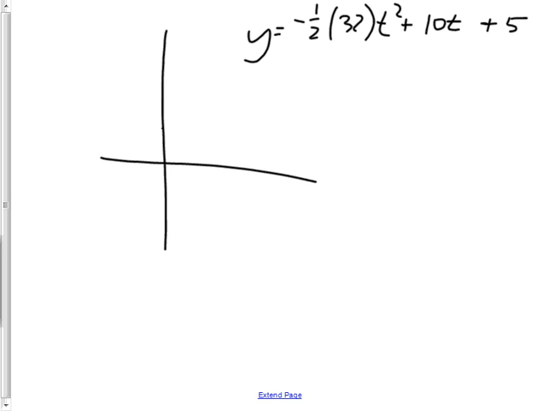So we know it starts 5 feet off the ground, it goes up, and it comes back down. How come I know it goes up and down instead of going like this? Because there's a negative in front. This kind with a negative means you have a maximum.